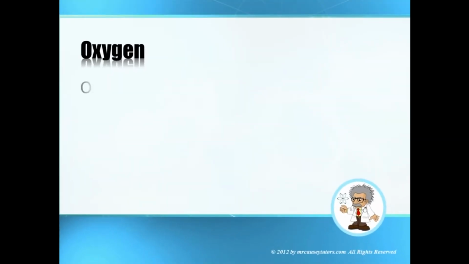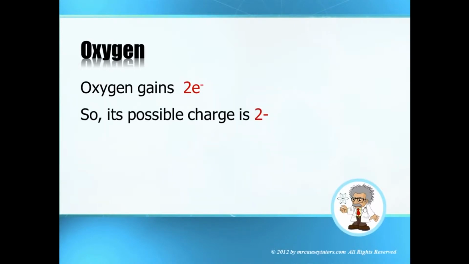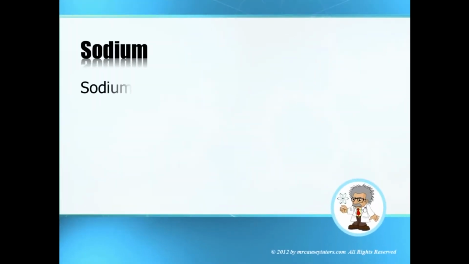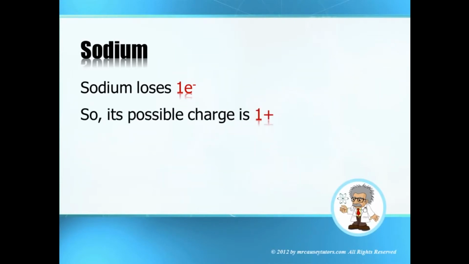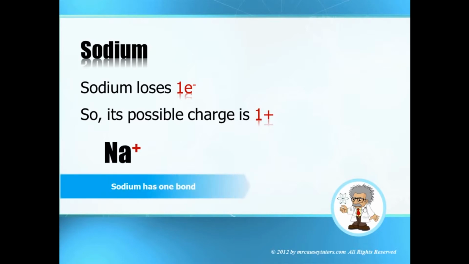Oxygen. We know that oxygen gains 2 electrons. We can look at that periodic table. We've already done it earlier in this lesson. Therefore, oxygen's possible charge is 2 negative, and we would write its anion as such. Also, once you know the charge, you know how many bonds the element is usually going to make. Sodium loses an electron. Therefore, its possible charge is +1. And there's its cation. Sodium has one bond.